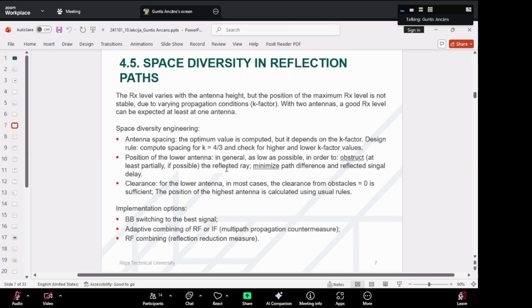In case of this space diversity approach using several receiving antennas, it's possible to configure signal processing to switch to the best signal received, or by adaptive combining of these signals. And in combining, if signals are in phase, then signals are combined with higher receiving power at the receiver.